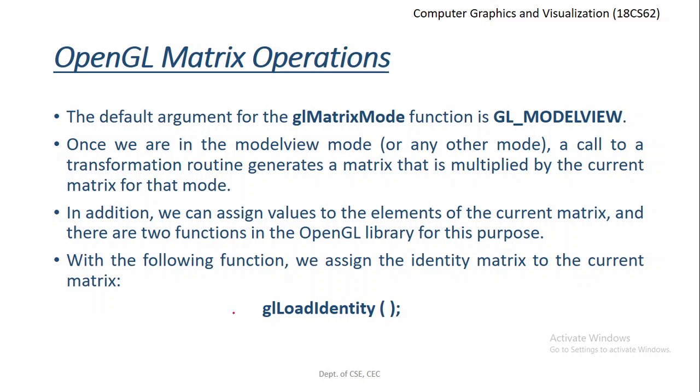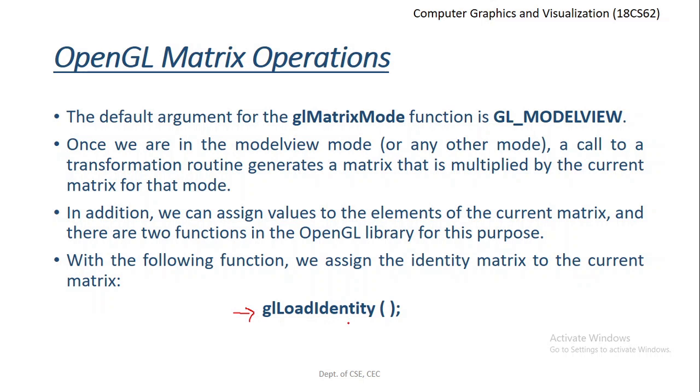The first function that we have is glLoadIdentity. We can select a particular matrix as the current matrix using the glMatrixMode function, and once we have done that, we can call glLoadIdentity to assign the identity matrix to the current matrix. Suppose I write glMatrixMode with the parameter GL_MODELVIEW, and after that invoke glLoadIdentity, the model view matrix will be assigned an identity matrix. That is what this function does. It assigns an identity matrix to the current matrix.